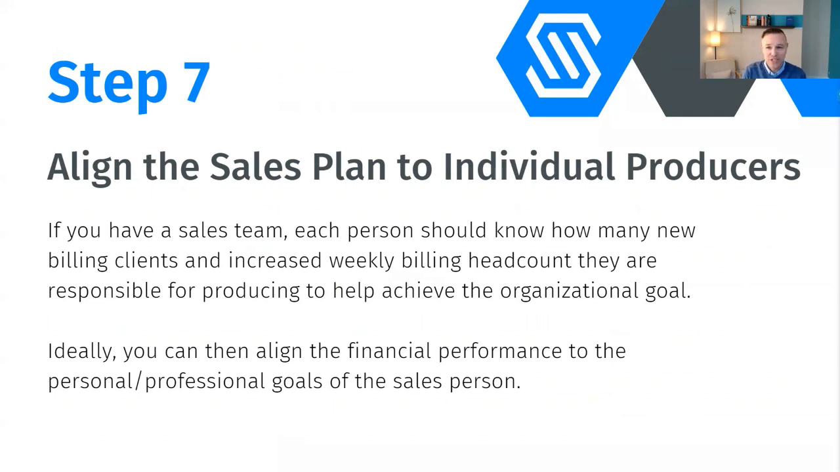But step 7 is so important. You need to align it to the person, right? If you have a sales team, each person should know how many new billing clients and increased weekly billing headcount they're responsible for producing to help achieve the organizational goal, right? If you need to add 100 new clients and you have a sales team of 10, maybe each person's goal is 10, right? Maybe that's all even. Maybe some people have different territories, and maybe one person is 15 and someone else is 5, right? But everyone should understand what role they play in aligning to the overall goal.